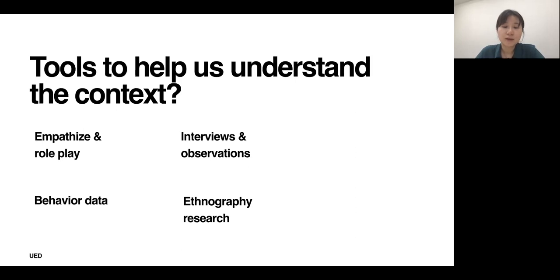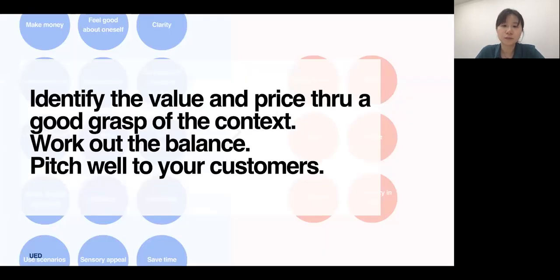And we could also have ethnography research that is more high level and less applied. Still recommended if you're looking for something broad, fundamental and cultural based, it can be really helpful. So applying this, identify the value and price through a good grasp of the context, work out the balance that I've mentioned, and pitch well to your customers.